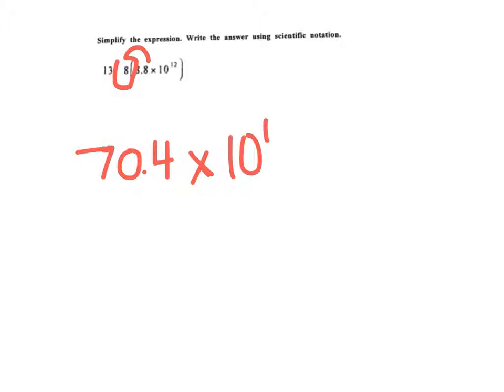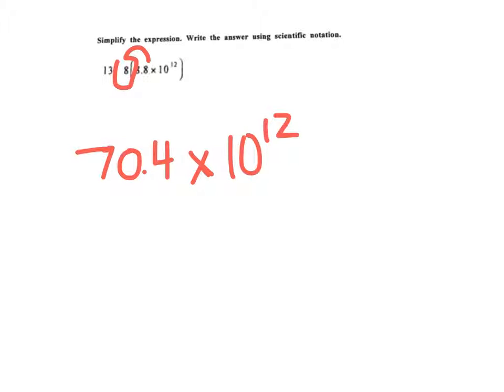The first thing we are going to do is take your number out front and multiply it with the number inside. So we're going to do 8 times 8.8. When I do 8 times 8.8, I get 70.4. Oh, my stylus isn't working. Times 10 to the power of 12.